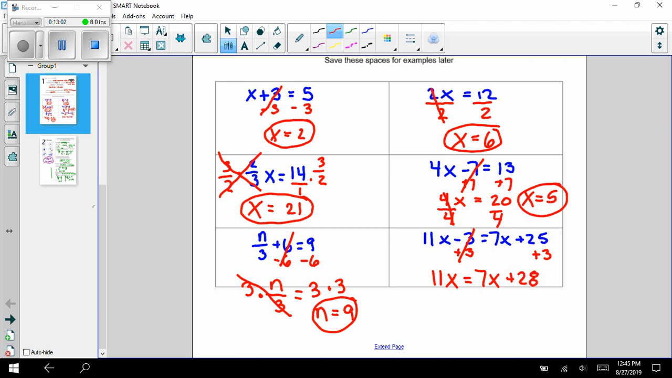28. Now I ask myself the question, are there variables on both sides? The answer is yes. So I'm going to move the smaller one. The opposite of a positive 7x is a negative 7x, so that's why I'm going to subtract. 11 take away 7 is 4x, and I'm left with a 28. What's happening to the x? It is being multiplied by 4. The opposite of multiply by 4 is to divide by 4. And I'm left with my answer, which is 7.